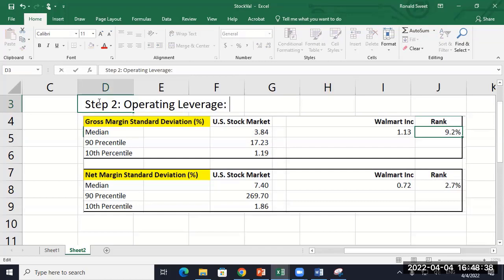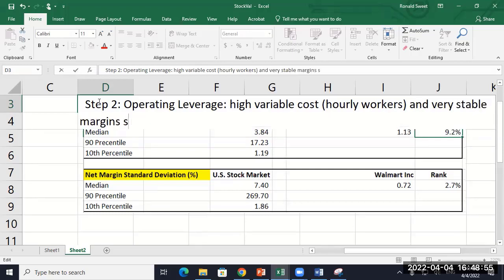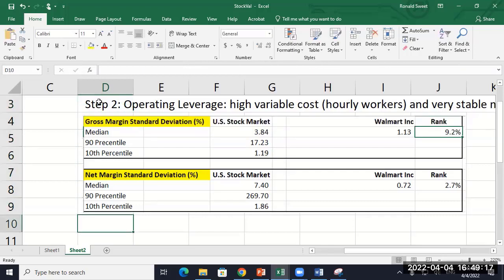So high variable costs are hourly. How do you spell hourly? Hourly workers and very stable margins suggest low operating leverage. This is not a firm with high fixed costs. What does that imply for beta? High beta or low beta? Very low, right? Pushes it, keeps it down. We already said it was low because it's a defensive company, but they also have very low operating leverage. You can tell it in the volatility of their margins.